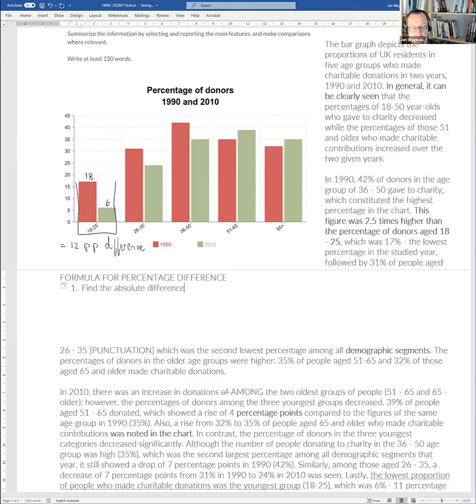Absolute, in math, just means it doesn't matter if it's positive or negative. Right, so going from 4 to 7 or from 7 to 4, the difference is 3. We don't care if it's -3 or +3. That's just what we mean when we say absolute difference. So we need to find the absolute difference in this case between 18 and 6, because we're pretending it went from 18 to 6 over the studied period, right? Okay, so what's the difference between 18 and 6?